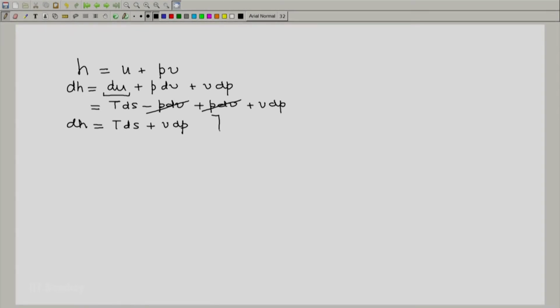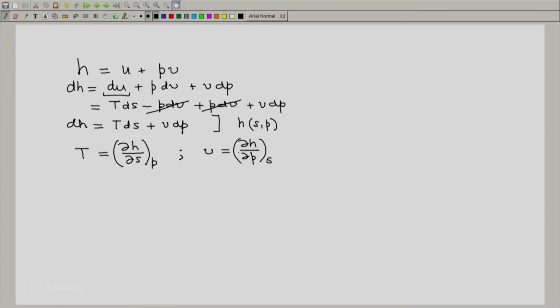Now this is the relation for dH. Since both the left hand side and the right hand side are exact differentials, T must be the partial of H with respect to S at constant P, because here we are considering H as a function of S and P, and we should have this specific volume V equal to the partial of H with respect to P at constant S.